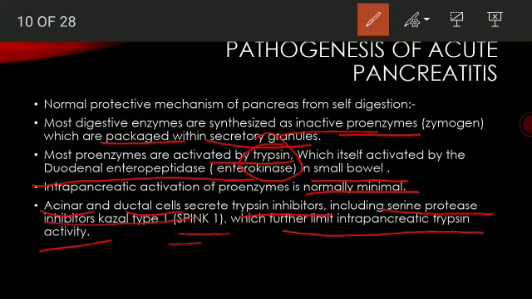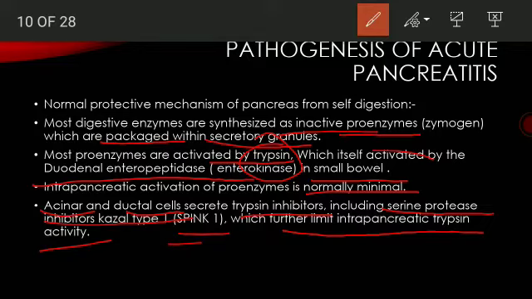So what is the normal protective mechanism of the pancreas from self-digestion? Most of the digestive enzymes of the pancreas are secreted in the inactive proenzyme form, which are activated by trypsin. But trypsin is activated by duodenal enteropeptidases in the duodenum. So intrapancreatic activation of proenzymes is normally inhibited.